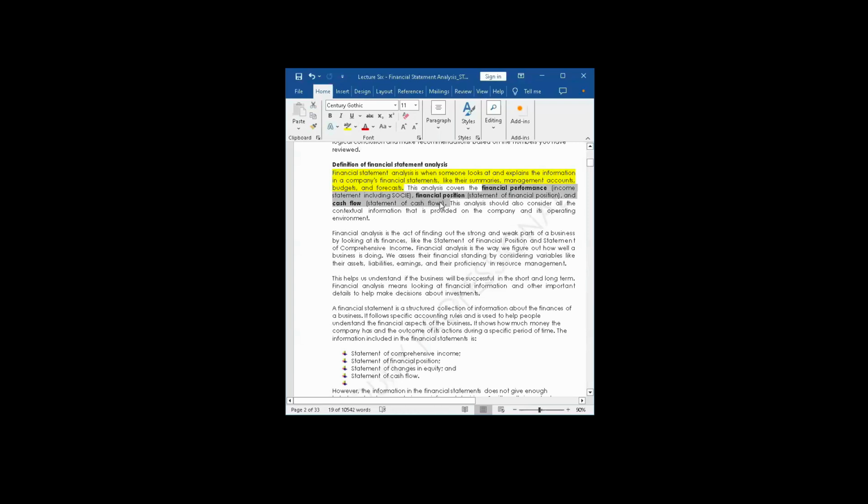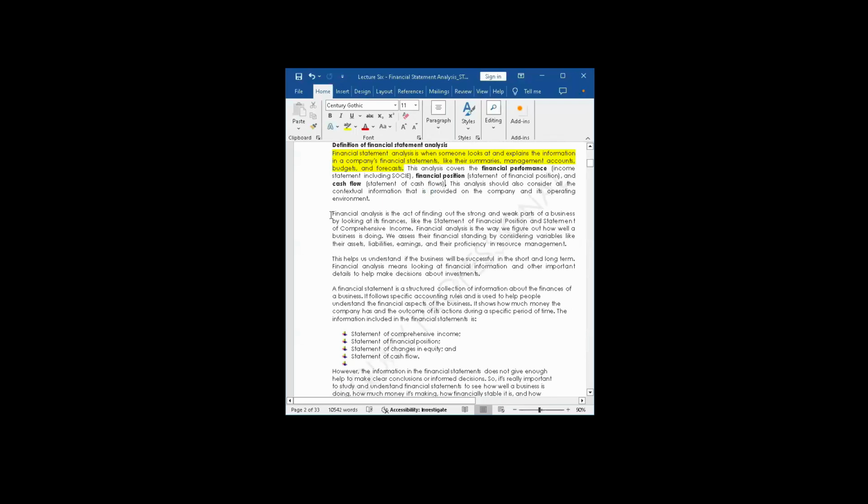So this analysis also covers all these statements, including the notes to the accounts, because the notes will give you more information. It's additional information on the summarized data that you see on the statement. So financial analysis is also an art of finding out the strengths and weaknesses of a business. We look for the strengths and weaknesses of a business.